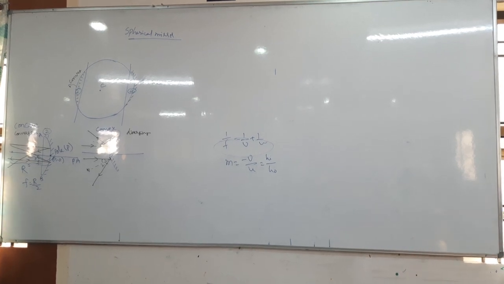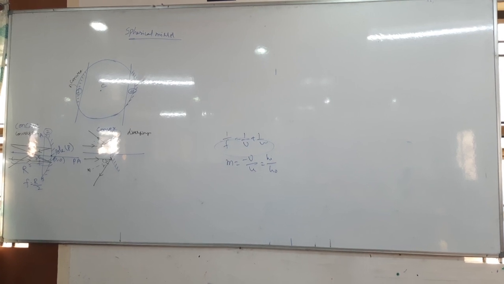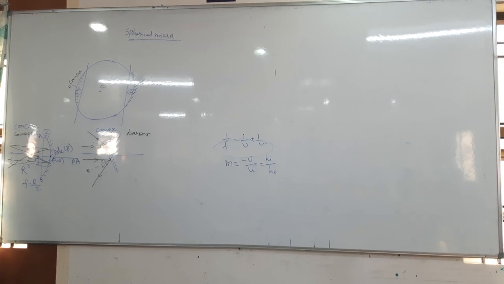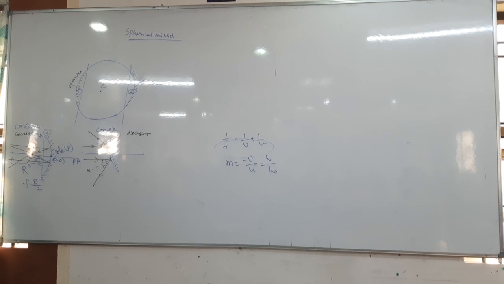Next write the definition. Pole, in bracket P: center point of the spherical mirror. Usually to be considered as origin.